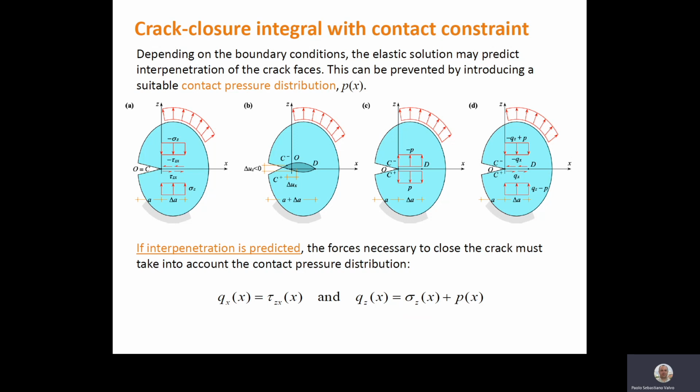If we want to close the crack starting from this configuration with the contact pressure forces, the crack closure forces Qx and Qz have to account for the contact pressure P, and in particular the normal crack closure force Qz will be equal to the normal stress sigma z plus the contact pressure P.